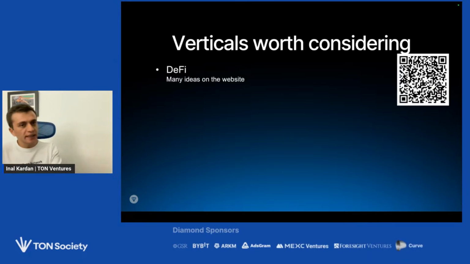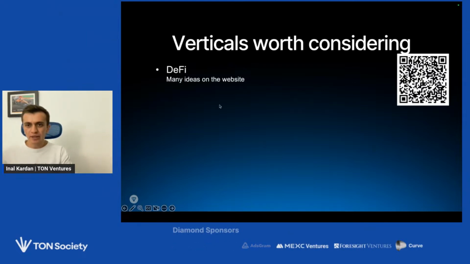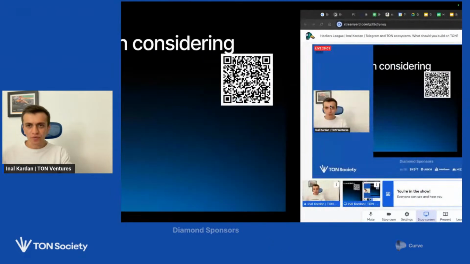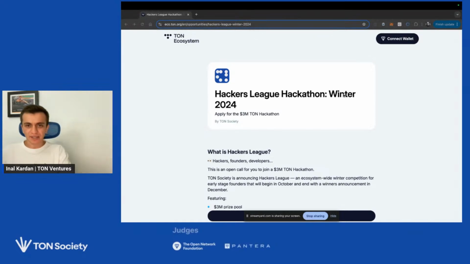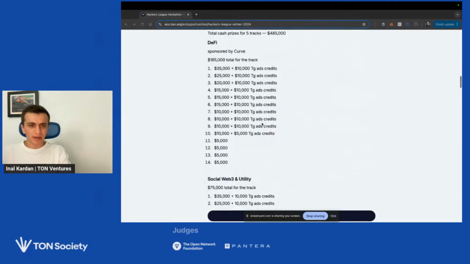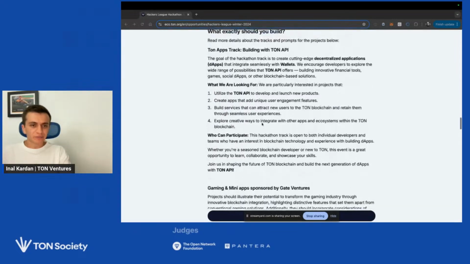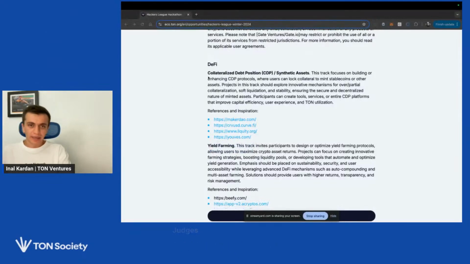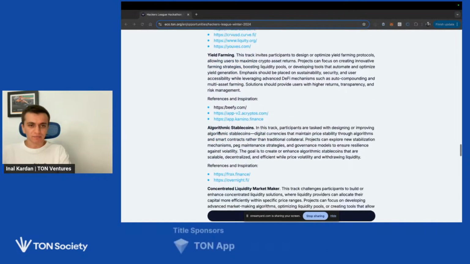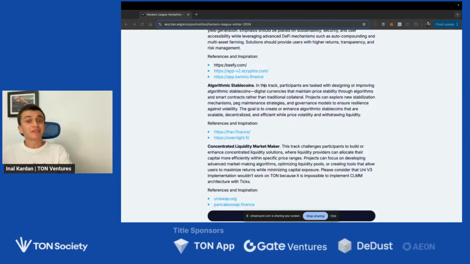Obviously, the first one is DeFi. Probably it's the easiest track for developers, because let me show the website. If you go to the TON Ecosystem website, eco.ton.org, there's the Hackers League hackathon, and at the bottom you can find descriptions of almost every type of DeFi product that you can build, like CDP-based assets, yield farms, and algorithmic stablecoins. So there are examples and descriptions of what you can build.